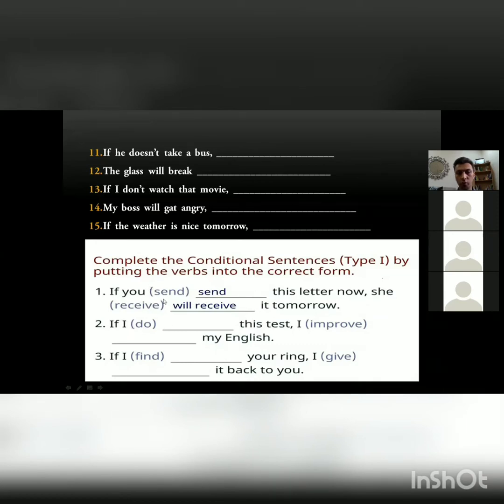If you present simple, if you sent, we are not going to make any change with the verb. The second sentence should be in future simple. That is why we have to add will before the base form. If I, in brackets, do this test, I, in brackets, improve my English. If I find your ring, I give it back to you.